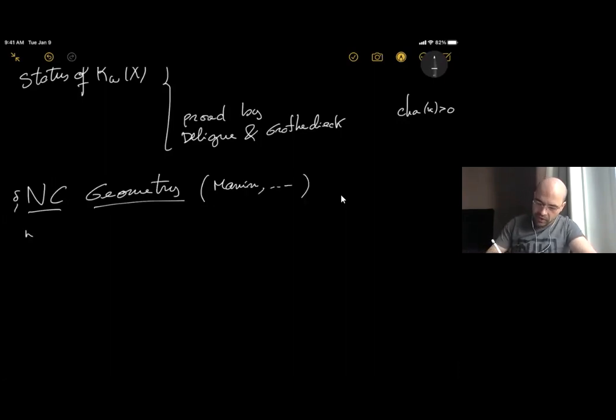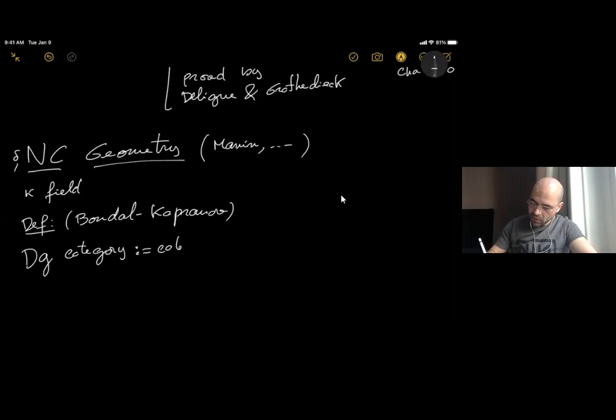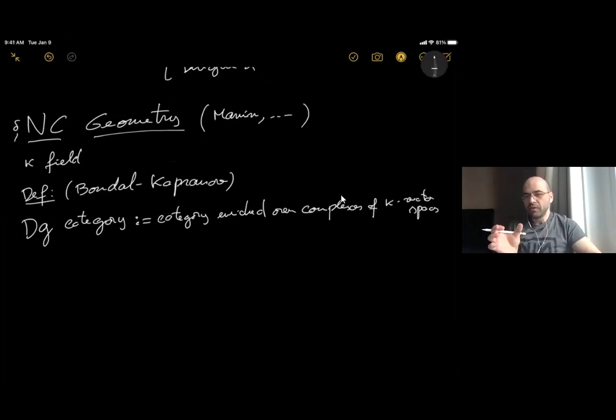So let's say that I'm just over a field, it's completely general. I start with the following definition, something that goes back to Bondal and Kapranov, which is the definition of a differential graded category, so DG category. So this is simply a category which is enriched over complexes of k-vector spaces. So it's an ordinary category, but the Homs are not sets, they are complexes.